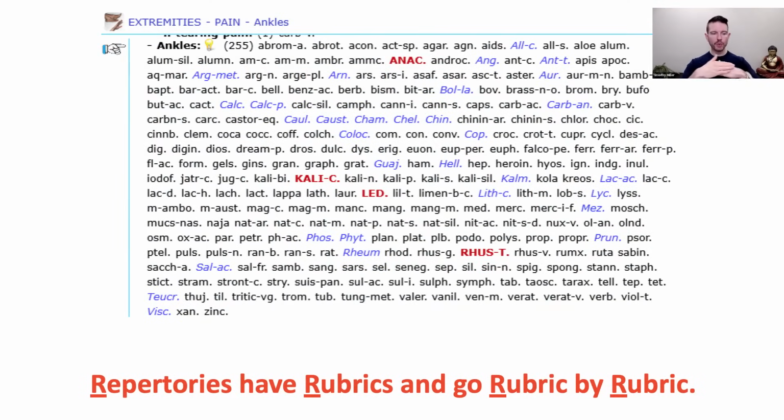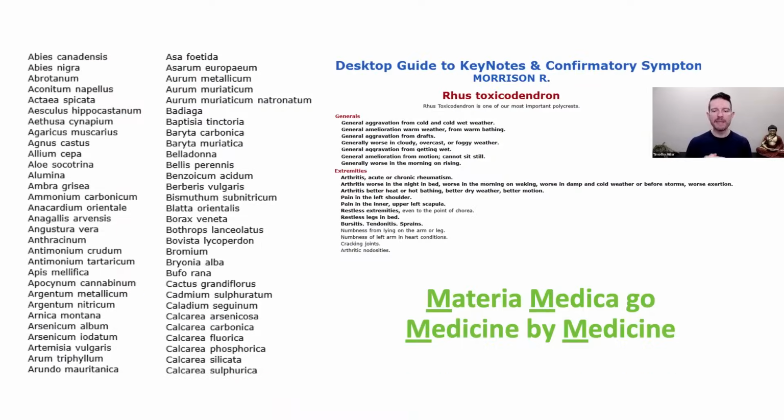So again, repertories have rubrics and go rubric by rubric. And underneath the rubric or that symptom, it'll have the list of remedies, and not just the list of them, but the intensity by which they match that symptom. And then Materia Medica go medicine by medicine. I just took a screenshot on the left, just an example, and it goes alphabetically, in order. If you were to open up any of those alphabetically, you'd get a whole little chapter on that particular remedy. And then you'd even see the generals, the extremities, the back, the stomach, all the major chapters that go under that remedy so you can learn more about it.